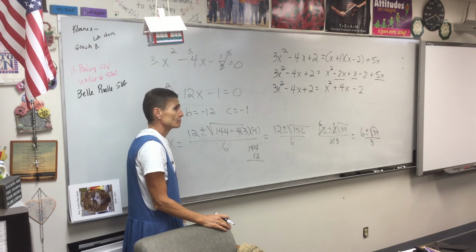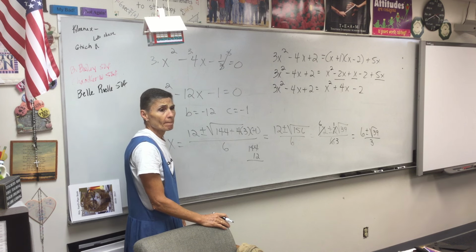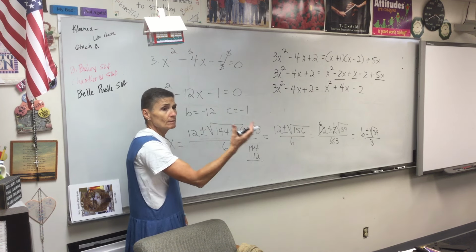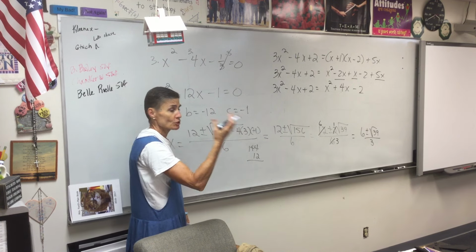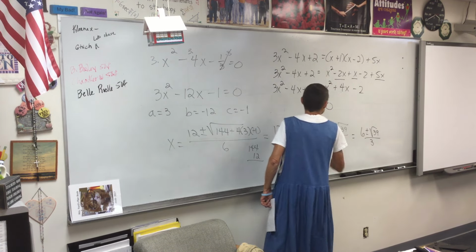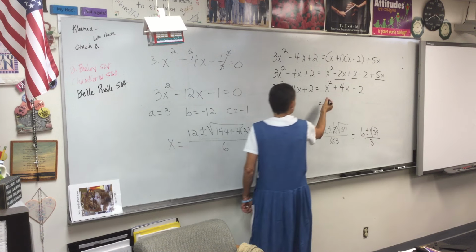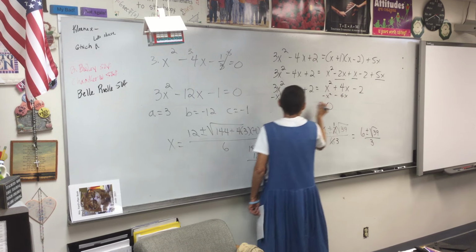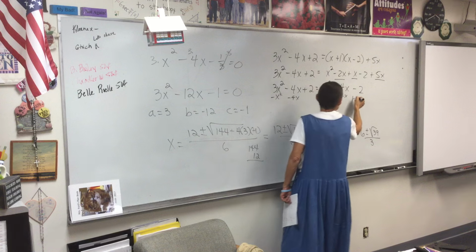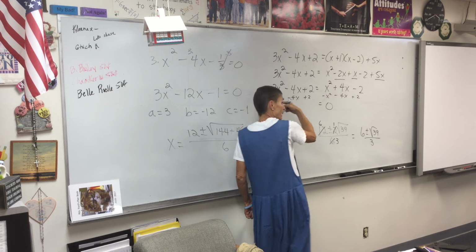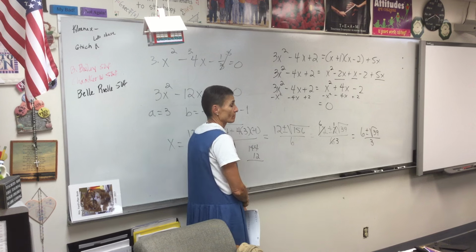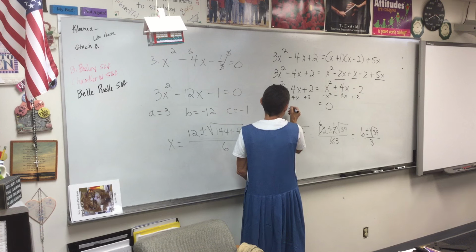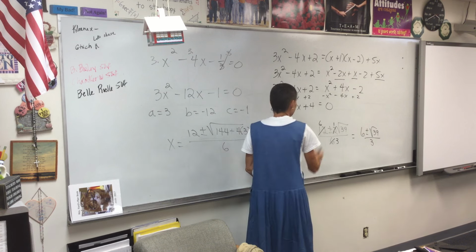All right. Now what do you think? What might be a good idea now? Move everything over so my equation is set equal to 0. So that'll mean minusing x squared, minusing 4x, and adding 2 if I move it all over to this side. So I'll be left with 2x squared minus 8x plus 4.